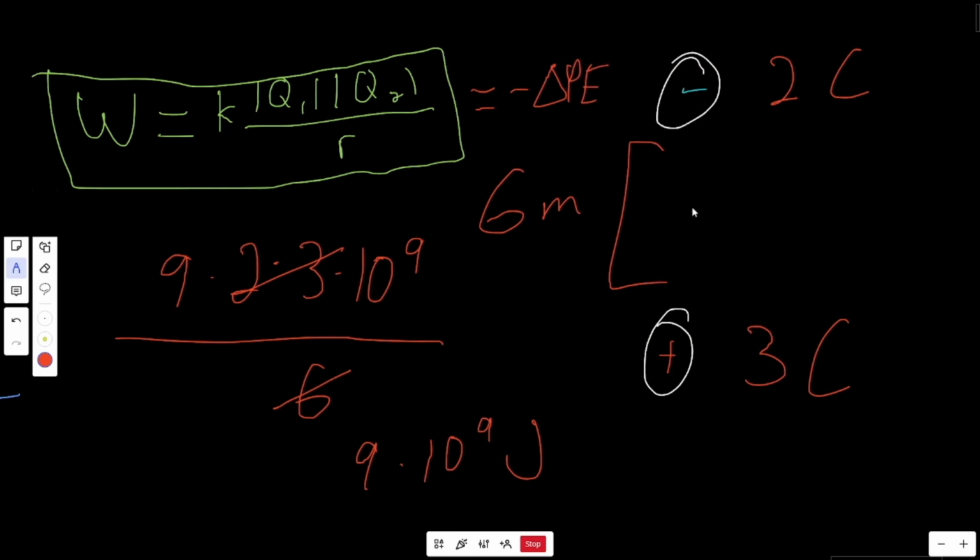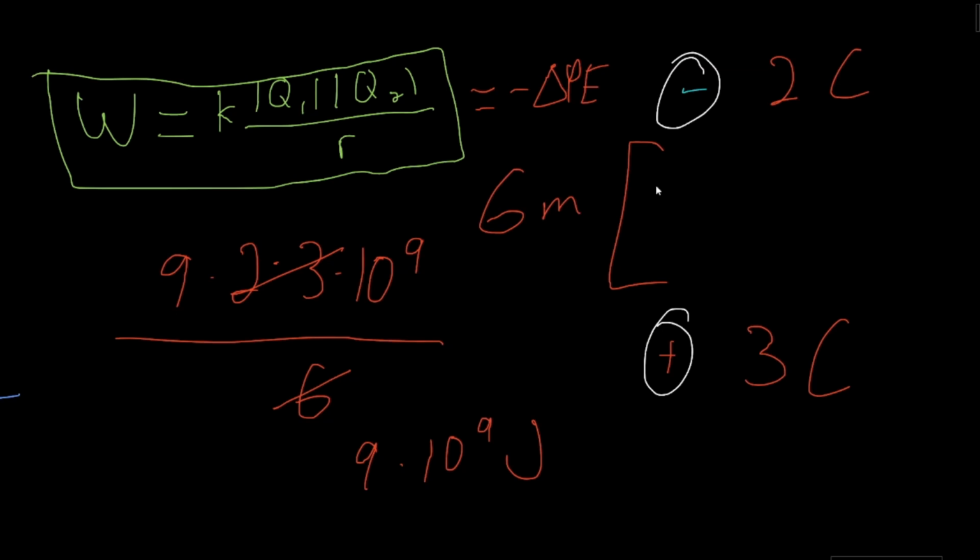And this relation is because work is equal to the negative change in PE. So the farther they are, the less work there is, or the more negative the work is. And the closer they are, the more positive the work gets, but the lesser the PE.